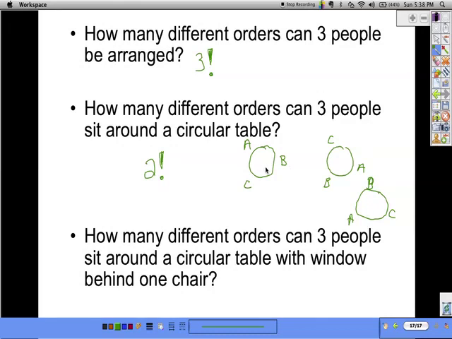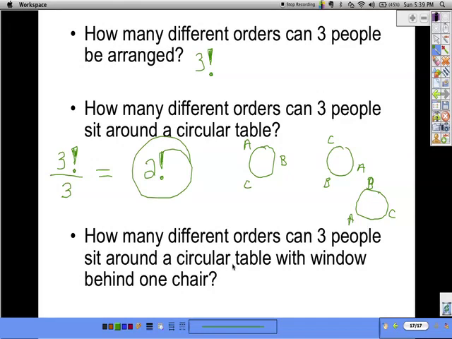There's no reference to say, well, I'm sitting in this specific seat. It's a round table. There are no markers saying this is the beginning. These 3 things are just rotations of each other. So what we have to do is, when we'd normally be taking 3 factorial for 3 items and how many orders we can make, we have to divide by 3. So the number of factorial actually goes down by 1. So there would only be 2 ways 3 different people can sit around that circular table.